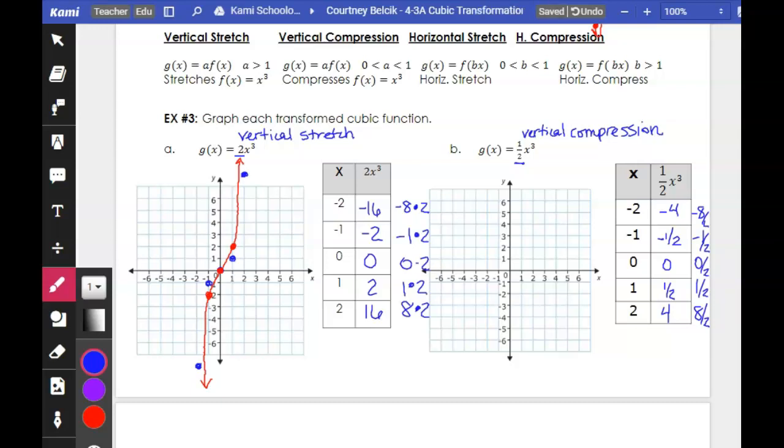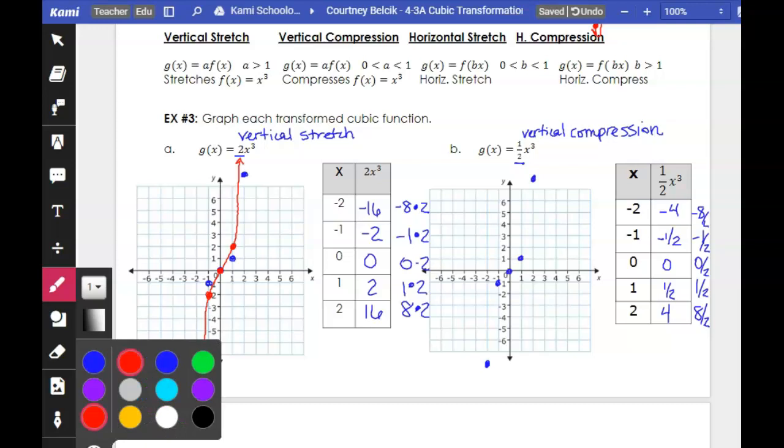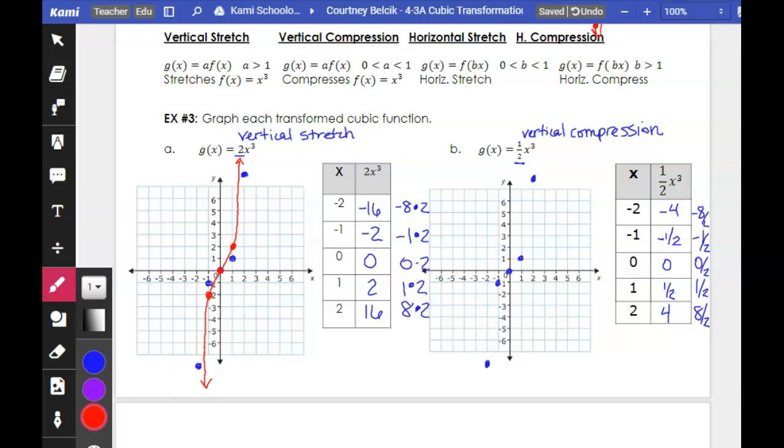So what was my original cubic function, my parent function, ends up compressing a little bit vertically. So -2, -4, -1, -1/2, 0, 0, 1, 1/2, and 2, 4. So we end up with something that looks a little bit fatter. So this is what it looks like to have a vertical stretch.